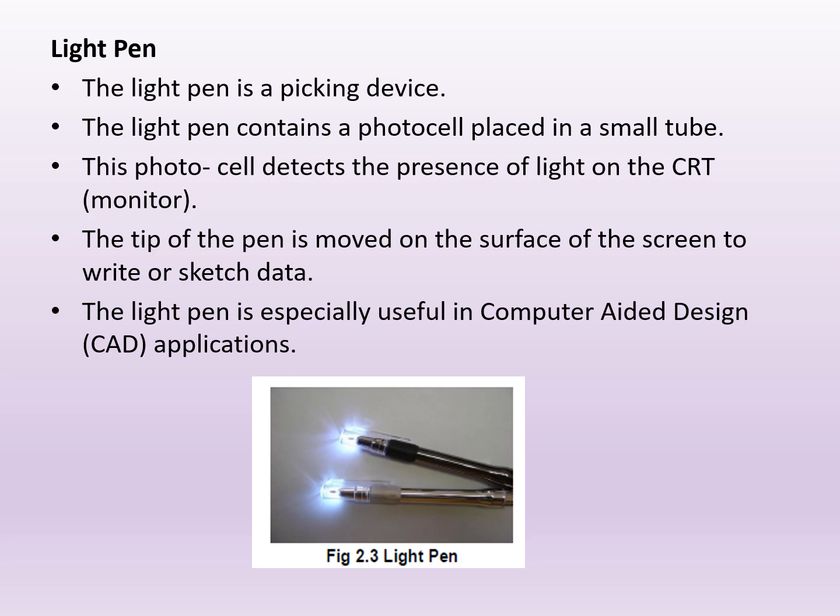Next, we'll see about the light pen. The light pen is a pointing device. The light pen contains a photocell placed in a small tube. This photocell detects the presence of light on a CRT monitor. The tip of the pen is moved on the surface of the screen to write or sketch data. The light pen is especially useful in computer-aided design applications.